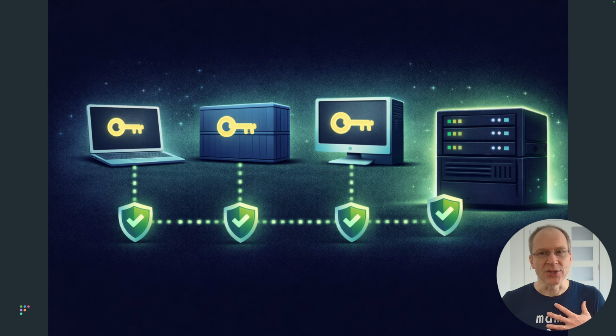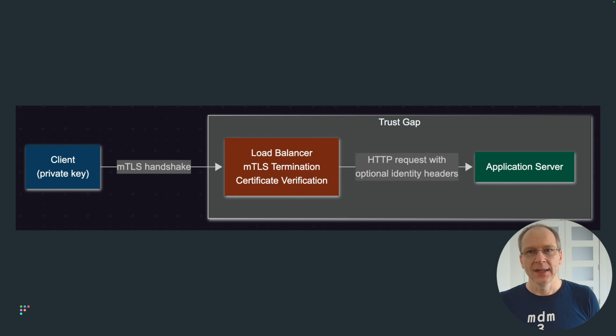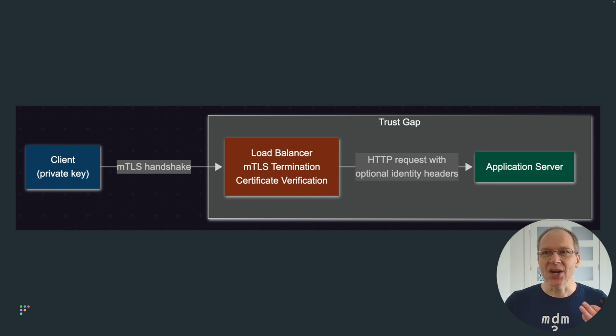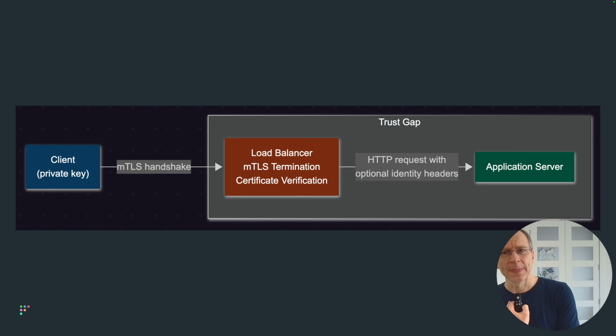So back to our agent. If its private key lives in a file and that file gets copied to another machine, the backend cannot tell the difference. The handshake succeeds either way. And also in most real system architectures, mTLS is hard to use and even harder to reason about.